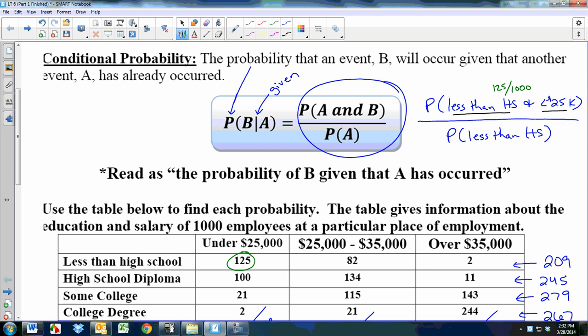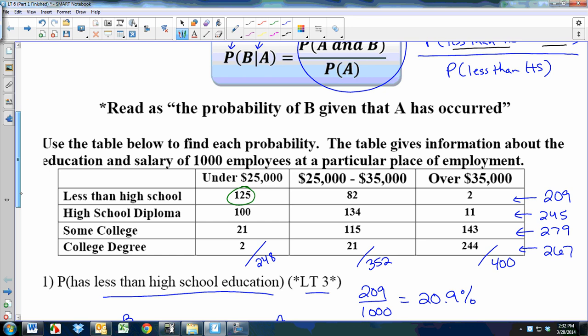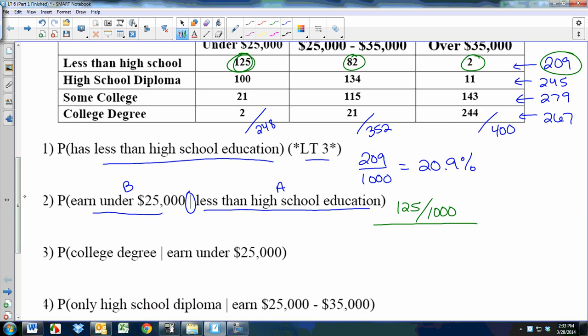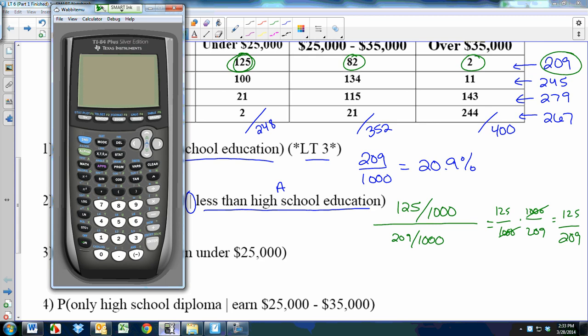Probability in the denominator of getting a person that's less than high school. That's 125 there, 82 there, 2 there. That's the 209. 209 people out of 1,000. All right, so back down here, 209 out of 1,000. If you are dividing fractions, the rule says flip the second fraction and multiply. So 125 over 1,000 times 1,000 over 209. Your thousands reduce, and you get 125 over 209, which is, pull up the calculator here.